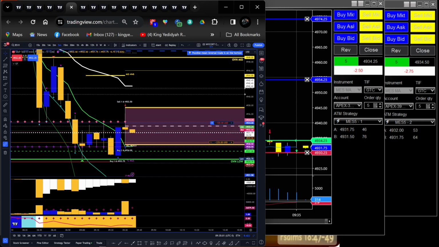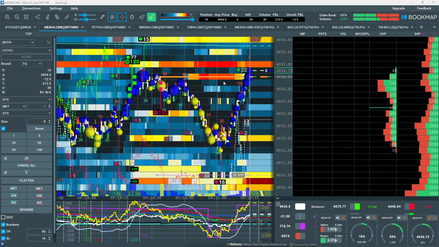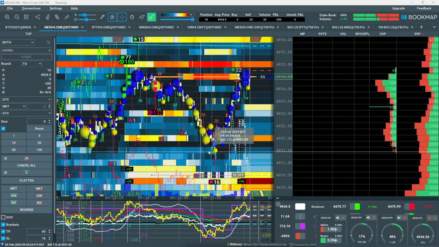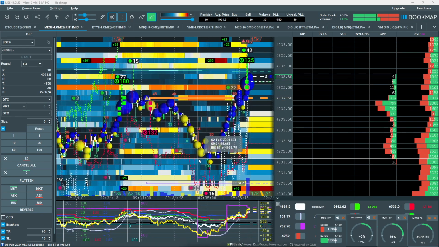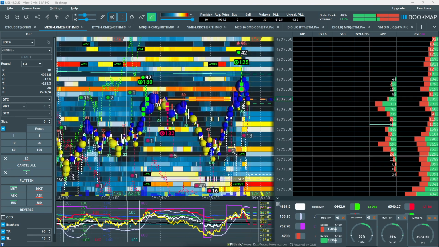Alright, we came back down here. We're testing this higher low. Let's see if we get some support there. Alright, buyers are taking it up, but not too strong. You see how those... wait, let me go over to Bookmap. Right, so we tested this lower high, this higher low, sorry, right here at 49.31.50.